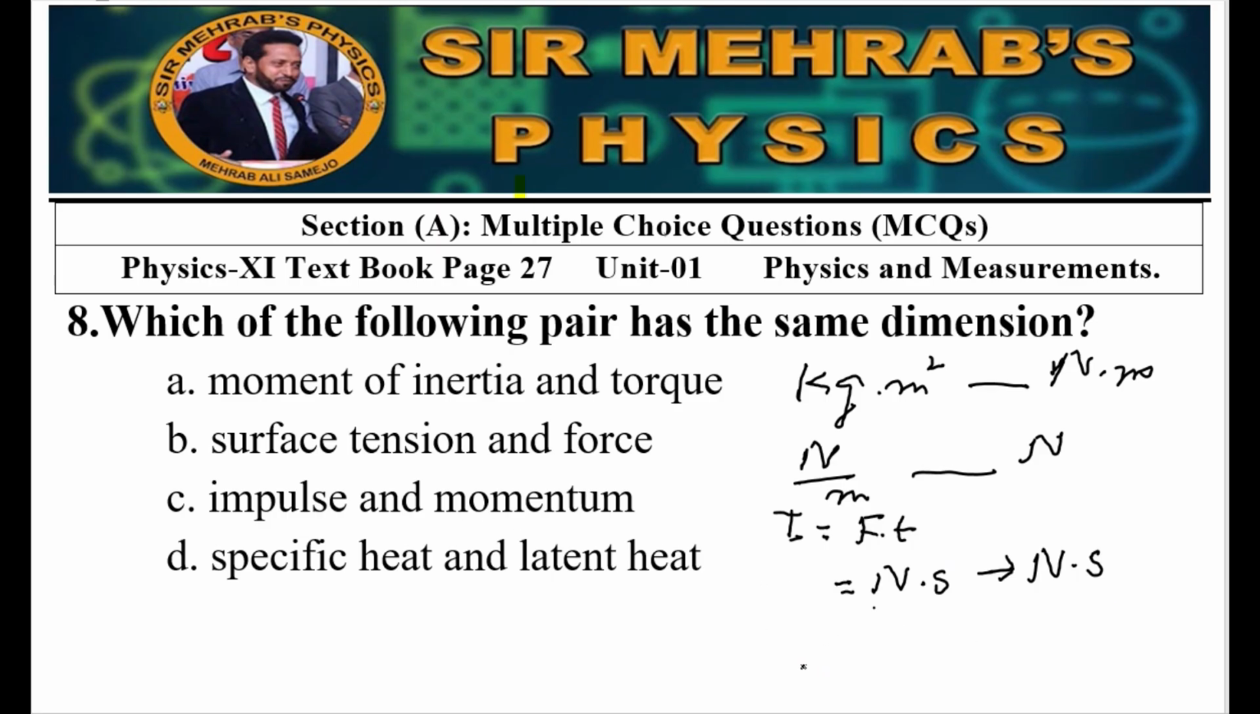The unit of the specific heat is joule per kg per Kelvin, while the unit of latent heat is joule per kg. So out of these four, option A is not correct, option B is not correct, option C is the correct answer. When you go through option C, this one is correct. We have the same units.